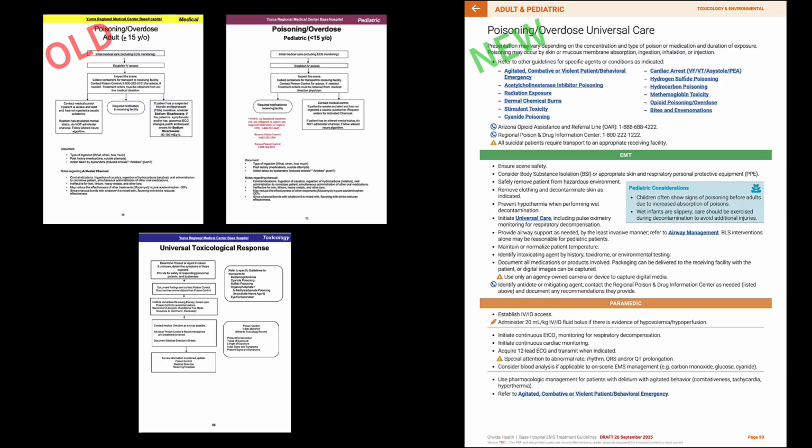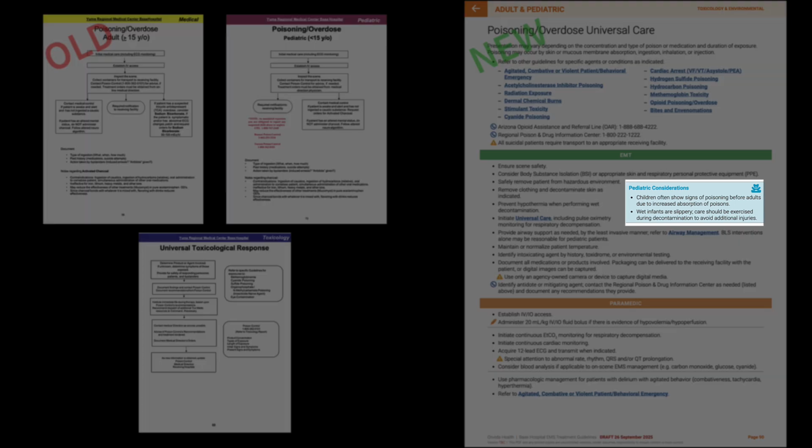As you know, one of the most important enhancements to the new guidelines is inclusion of pediatric care elements on the same page rather than being in a separate guideline as they were before. There are a few pediatric elements to keep in mind here. Children often show symptoms faster than adults due to higher absorption rates. And during wet decontamination, infants can be very slippery. Make sure you're using extra caution to avoid dropping a patient.